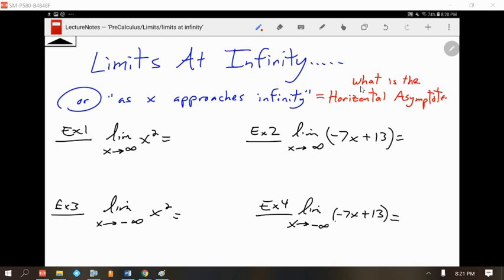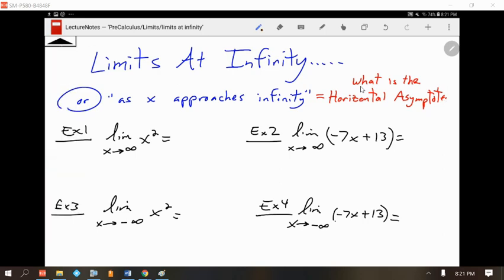Okay, so example one, notice the question now is in terms of a limit. It's not, here's a function, y equals x squared, and what is the horizontal asymptote, question mark, right? It's what's the limit as x approaches infinity. So as x gets bigger and bigger and bigger, what happens to the function x squared?